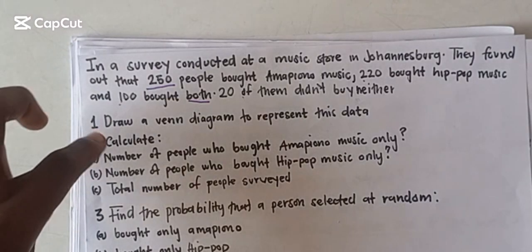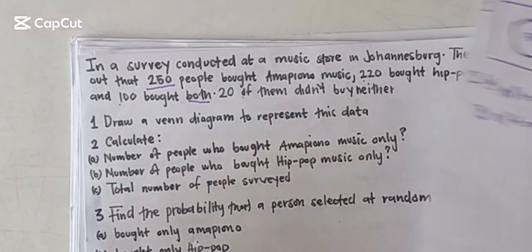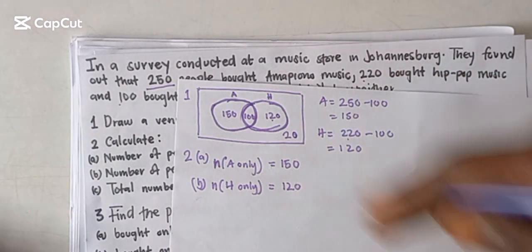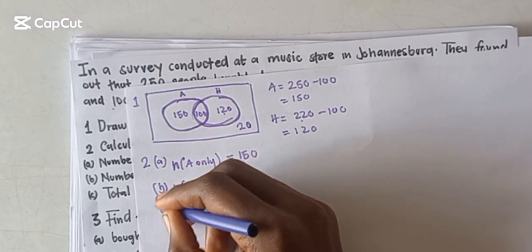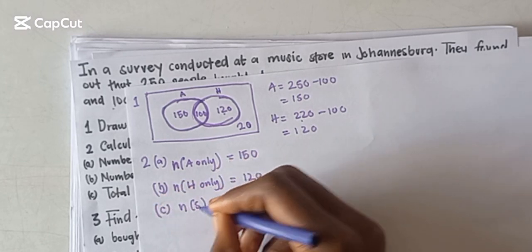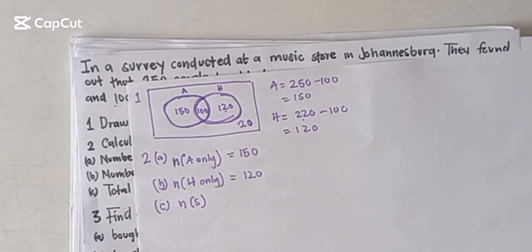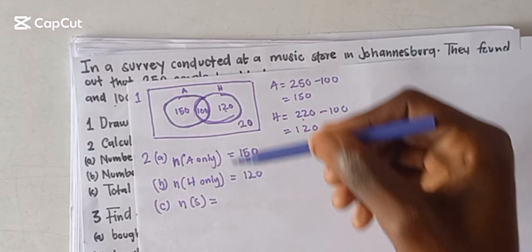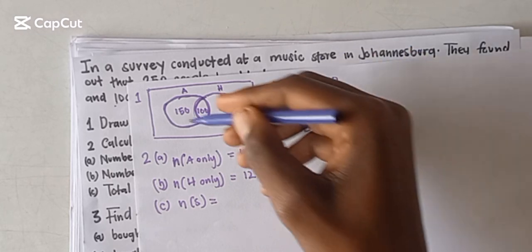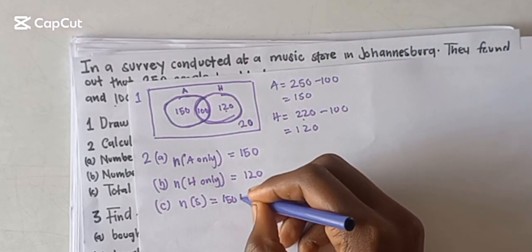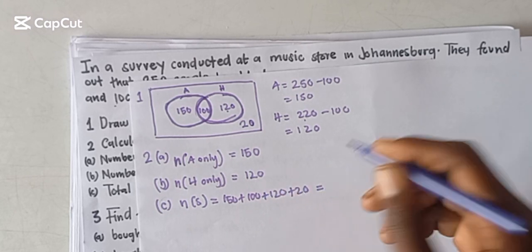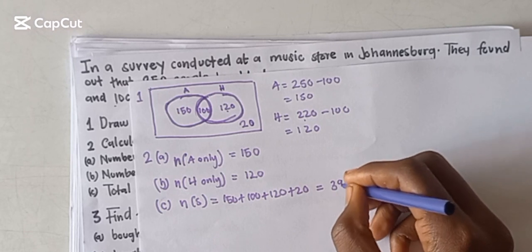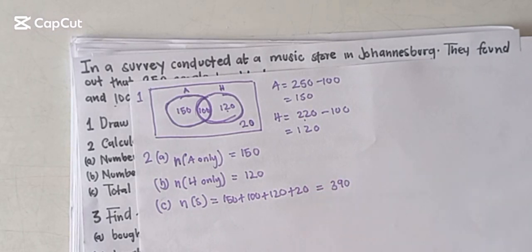So then they say calculate the total number of people in the survey. So they want the total number of all these people that were surveyed. This one is the same as the total number of the sample space. Actually, the total number of the sample space is written like this in probability. You have to get used to this notation, guys. It's not that difficult. So how are we going to find this? We're just going to add these numbers. We're going to add 150 plus 100 plus 120 plus 20, which in total is equal to, hopefully, 390. So the total number of the sample space is 390.